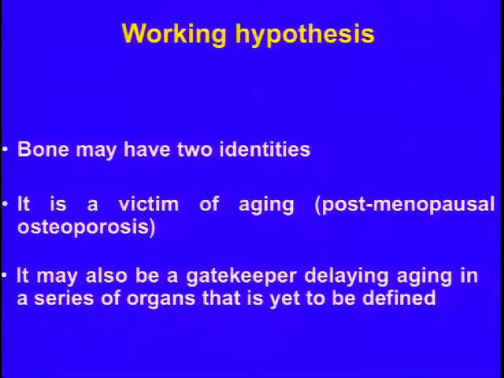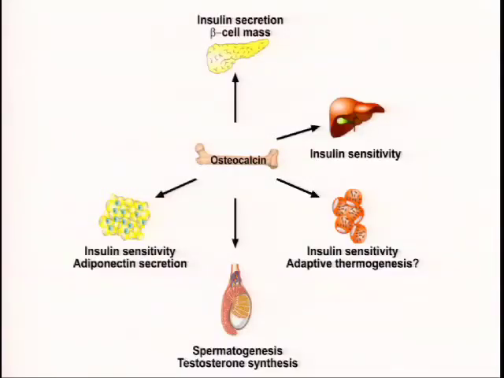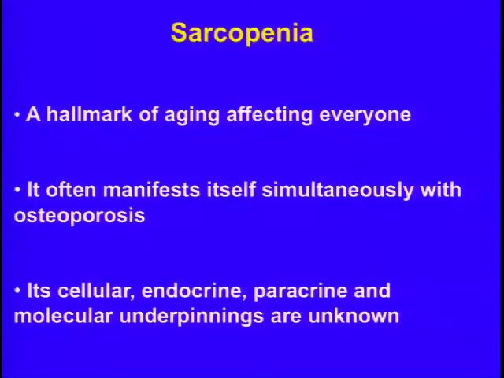And in the context of this hypothesis, which is now being tested in several organs in the lab, one organ that comes to mind is muscle, because sarcopenia is by essence a manifestation of aging. I'm not going to labor this point, but we all know since yesterday, since we did not know it before, that sarcopenia is a hallmark of aging, and it often manifests itself simultaneously with bone loss. Its cellular, endocrine, paracrine, molecular underpinnings are not fully understood. I think it's a fair statement.